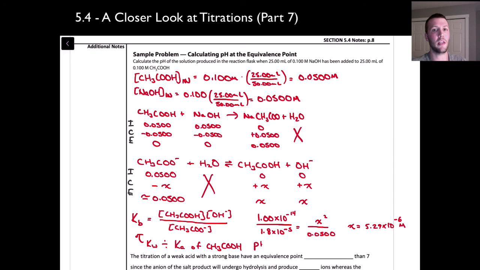Remember, if I want the pH, I need to do 14 minus the pOH. So I'm going to do 14 minus the negative log of that answer to get 8.72.